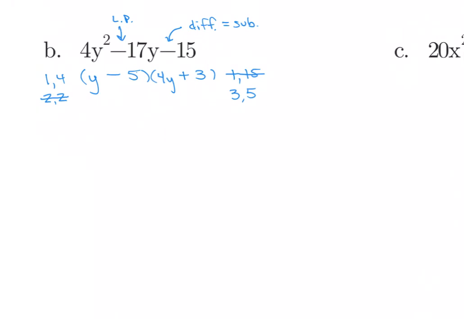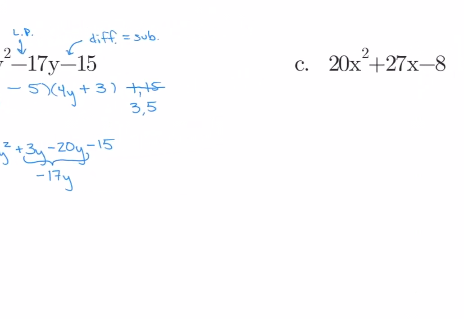If we go ahead and FOIL this out just to check it, my first, we get 4y squared. Outsides, we get 3y. Insides, we get minus 20y. And lasts, we get minus 15. If we combine, we do get negative 17y. All right, last one.